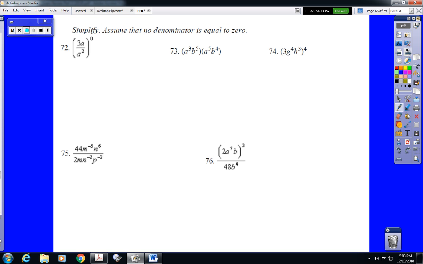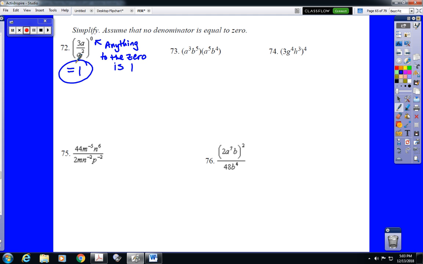On to number 72. Okay, 72 through 76 are all exponent rule problems. So this requires us to remember back to what we did before we started chapter 4. You'll notice the first one has to the 0 power. Anything to the 0 is 1. So this equals 1, and we move on to the next problem.